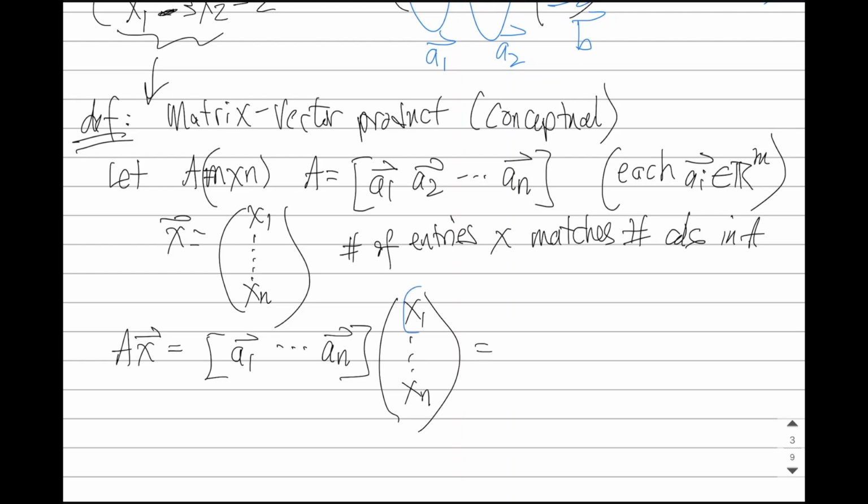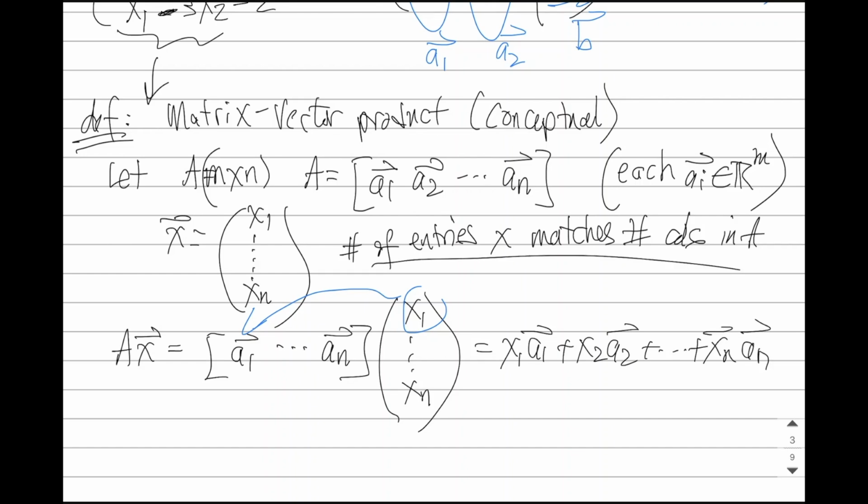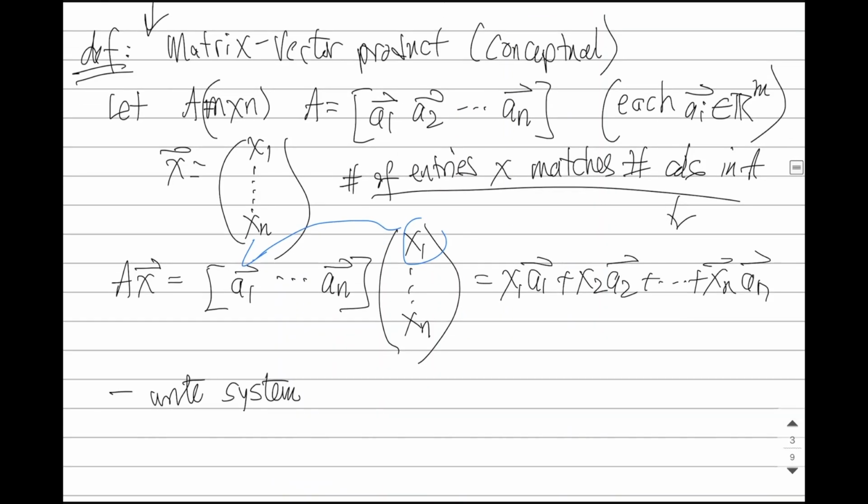So the first entry of X is weighting the first column of A. The second entry of X is weighting the second column of the matrix A, and so on and so forth. So Xn, An. And this is why the number of entries in X has to match the number of columns in A. We can write our linear system in a much more compact form: AX equals B. This is the notation we use throughout the whole semester. Every linear system we deal with is going to look like this.